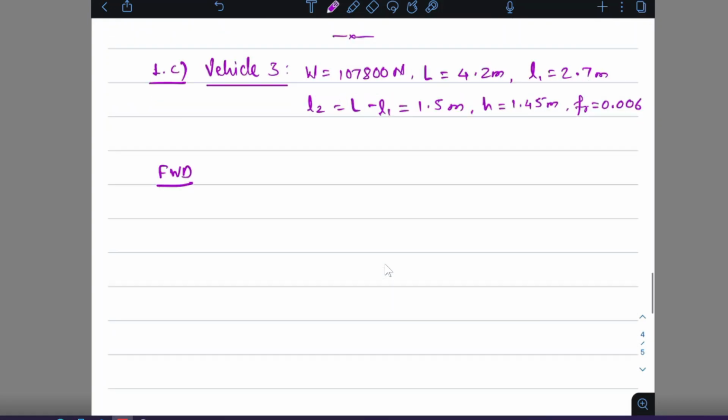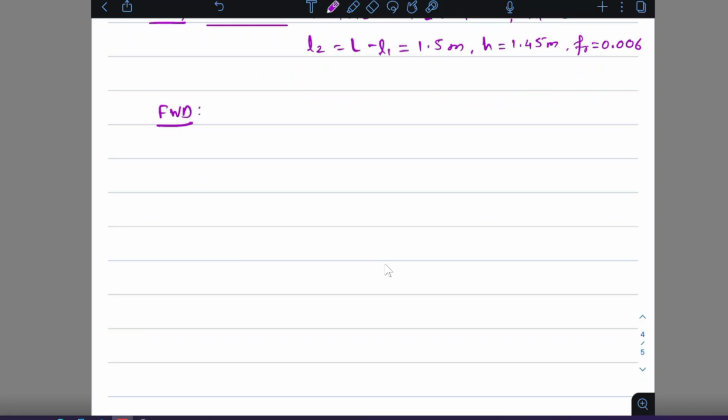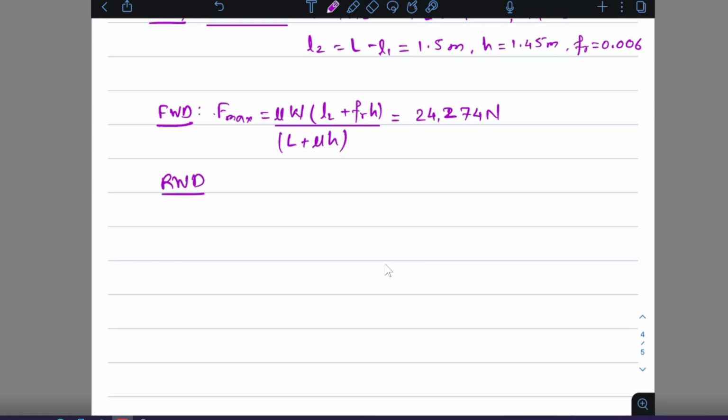So for a front wheel driven vehicle, F max is mu into W in bracket. If we substitute the numbers in this case, we get the answer as 24274 Newton. Similarly, we do the calculations for a rear wheel driven vehicle.